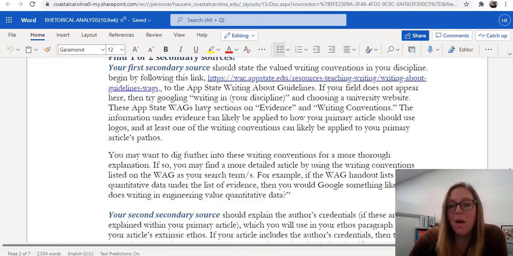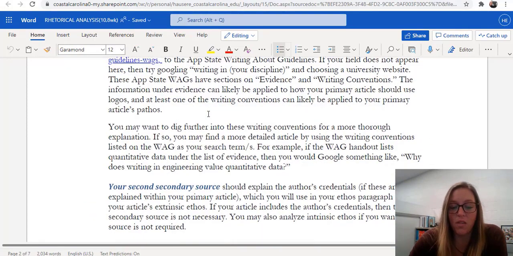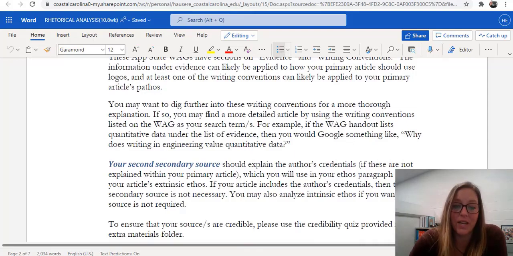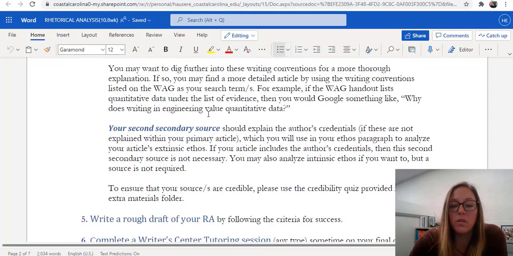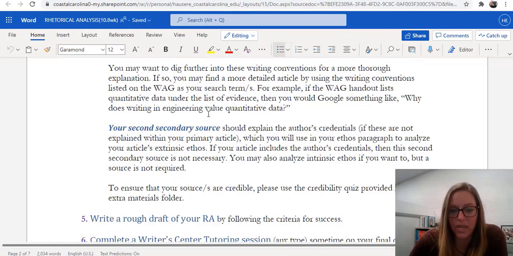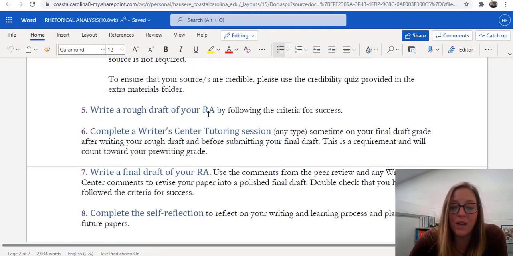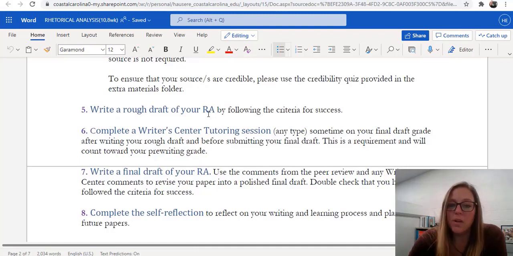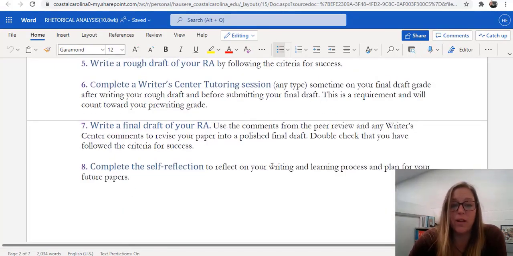Next, if your primary article does not state your author's credentials, then you must have a secondary source, because including those credentials is a requirement in the essay. Next, you're going to write your rough draft and you're just going to submit that to Blackboard. We're not going to do a peer review and I won't give you comments on your rough draft, but you will complete a writer-centered tutoring session. Once you receive your comments back from your writer-centered tutor, you'll revise your rough draft and submit the final draft of your rhetorical analysis.